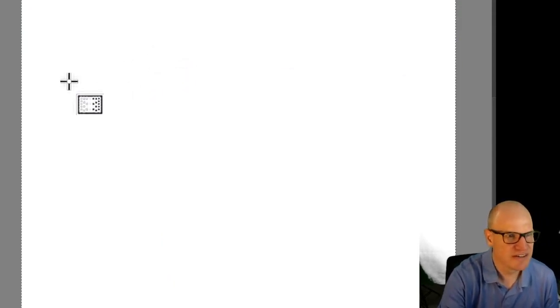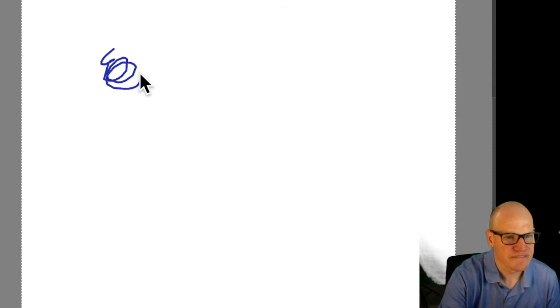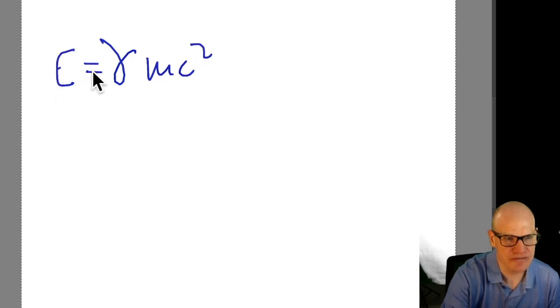So you accelerate them around, they have lots of energy, from our relativity part. You get gamma mc squared. That's the total energy that you have for one of those particles.